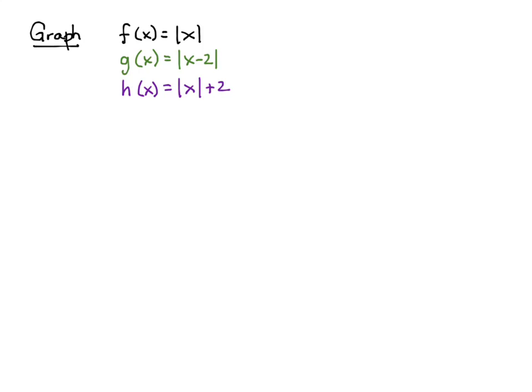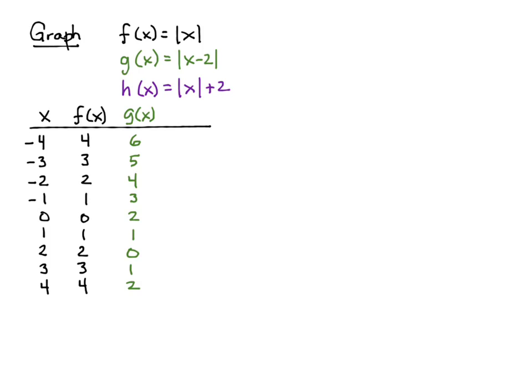Okay, so let me go through a couple of graphs here, and these are related graphs. Here's my toolkit function, the absolute value of x. Now I want to make a variation of that, where I'm going to first subtract 2 from x and then take the absolute value. And then on the other one, I'm going to just take the absolute value of x and then add 2. Okay, so if I make my graphs, I can make my values here for f, g, and x just by plugging in numbers.